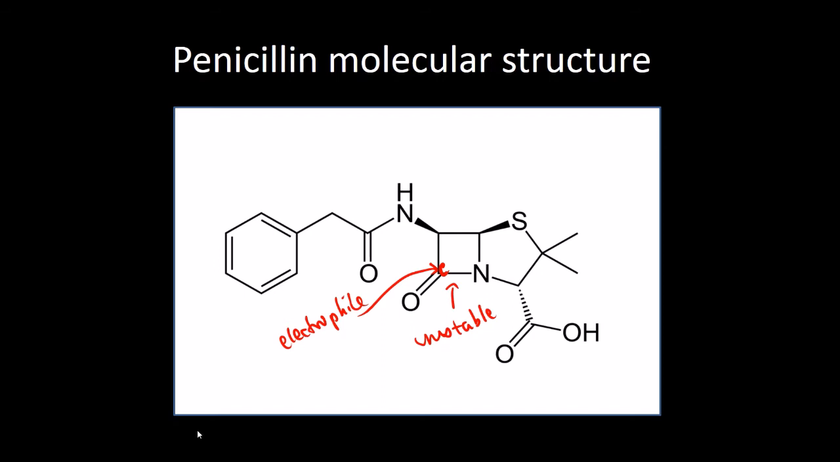The lactamase enzyme will cleave this bond right here, and therefore the four-membered ring that was essential for its function is destroyed, and it becomes useless in the war against bacteria. So the enzyme destroys penicillin.